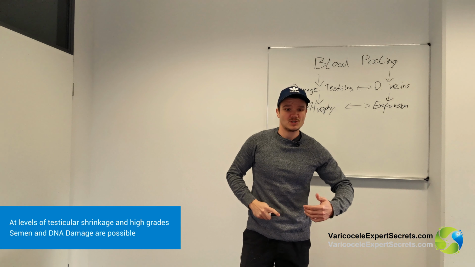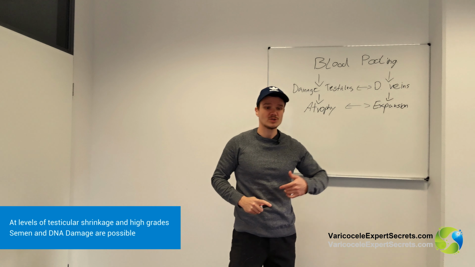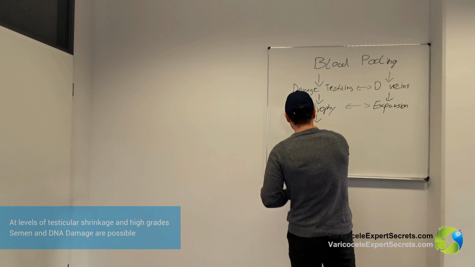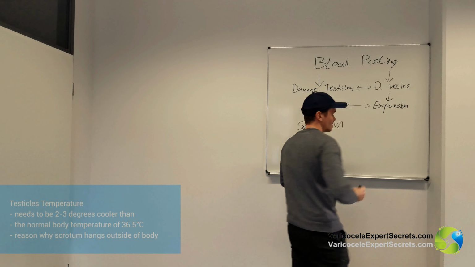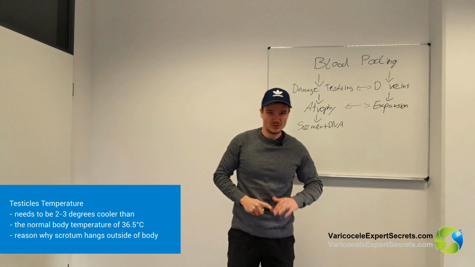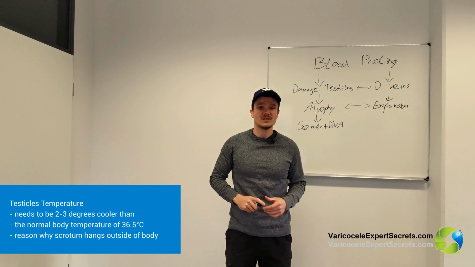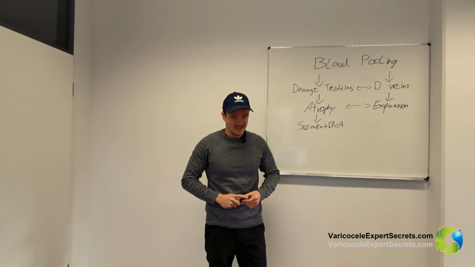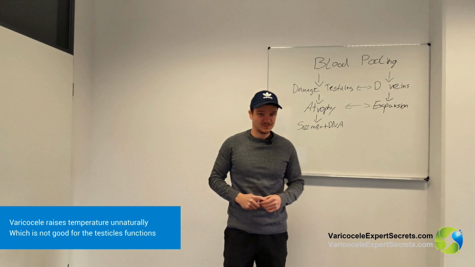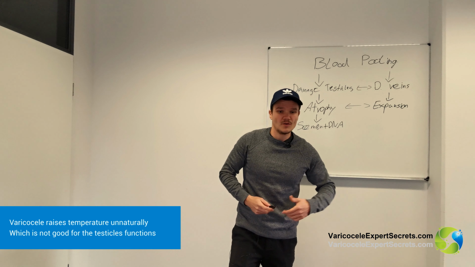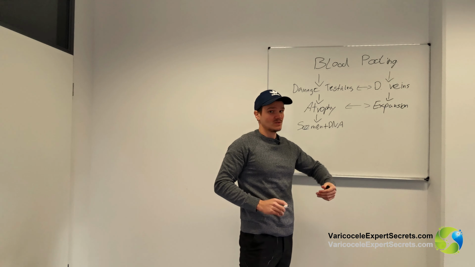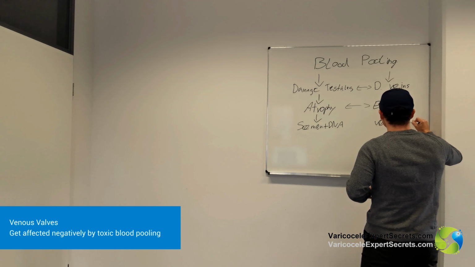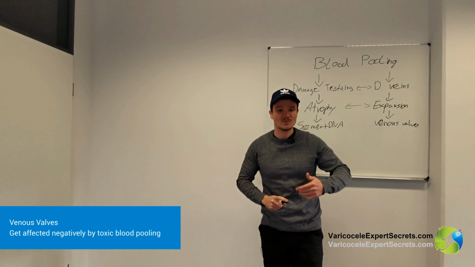And when it comes to blood pooling, we also have on the testicle side the semen and DNA damage, because the testicles usually need a temperature which is 2 to 3 degrees under the normal body temperature of 36.5 degrees. If we have varicocele, it mainly gets hotter, and that's really not good for the testicles. And on the vein side, we have the damage of the venous valves that I mentioned in the first place. The venous valves get affected and damaged from time to time.